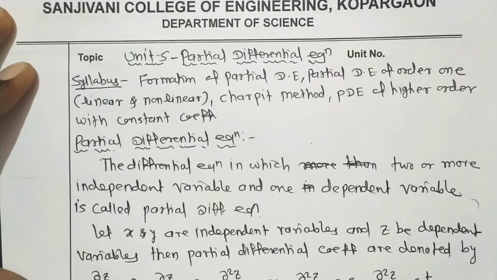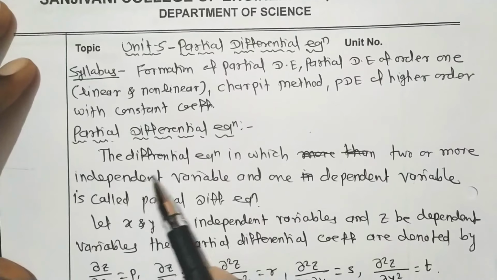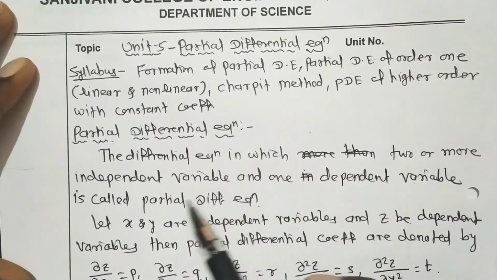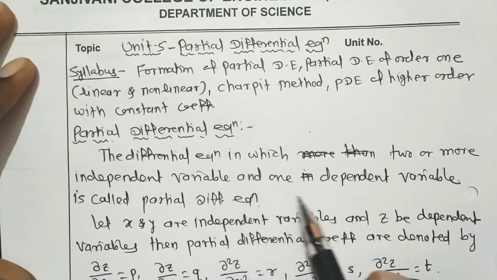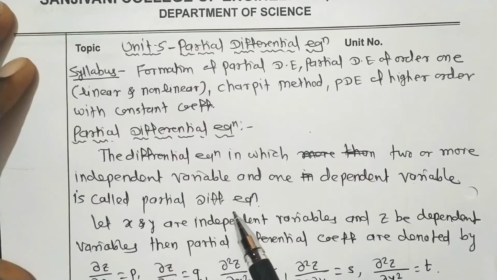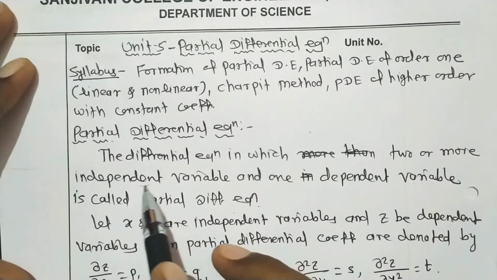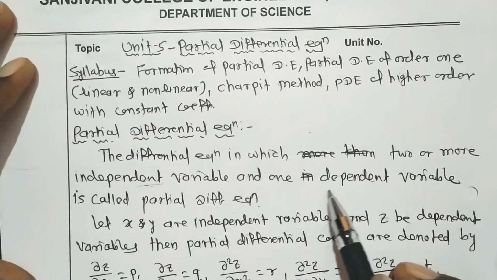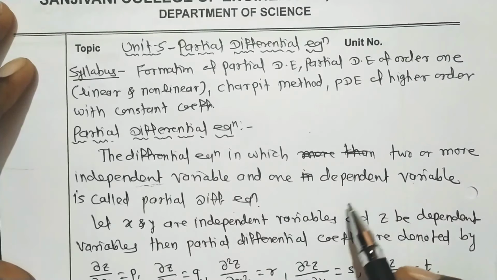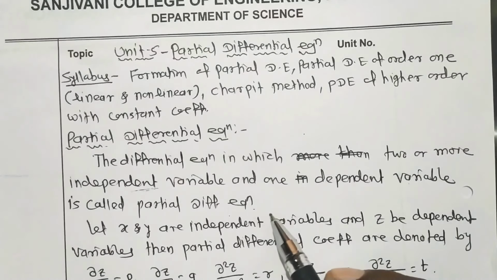So how we define the partial differential equation? What is meant by partial differential equation? The differential equation in which two or more independent variable and one dependent variable is called partial differential equation. This is very important. The differential equation in which two or more independent variable and one dependent variable is called partial differential equation.